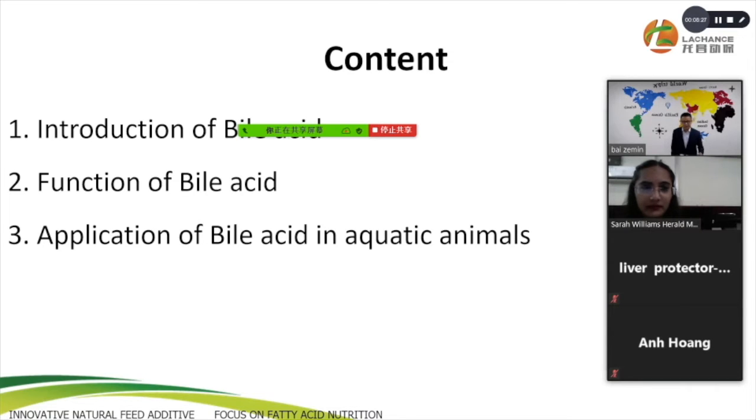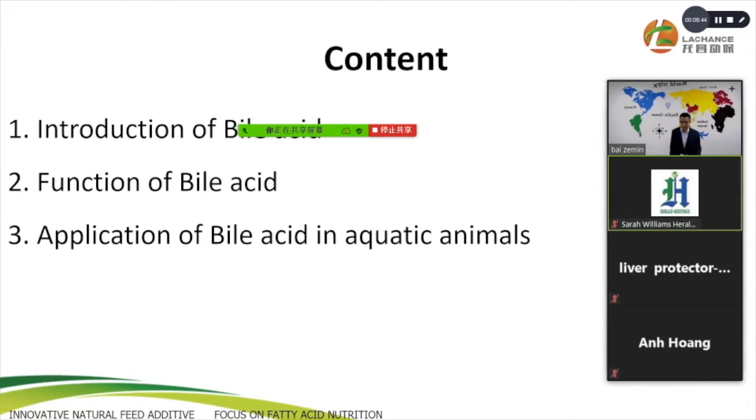I believe some friends, when they first hear bile acid, think maybe this is an acid, but definitely it's not an acid. Later I will explain. The second part will be the function of bile acid, and the last one will be application in aquatic animals.